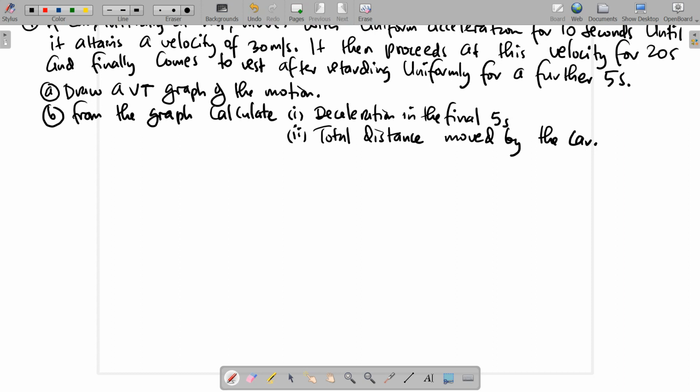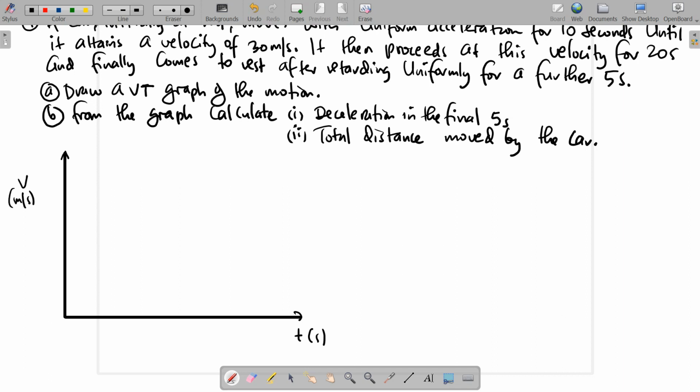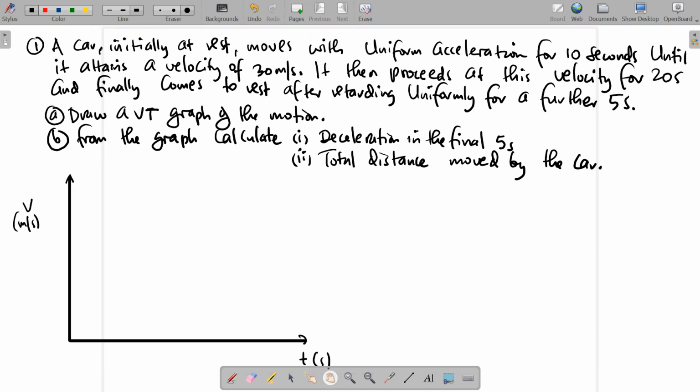Let's draw a pair of axes, okay? So a pair of axes that are going to look like that. Okay, and then we're going to label this one as time in seconds, and this one will be velocity in meters per second. Okay, so they're saying this car initially it's at rest.